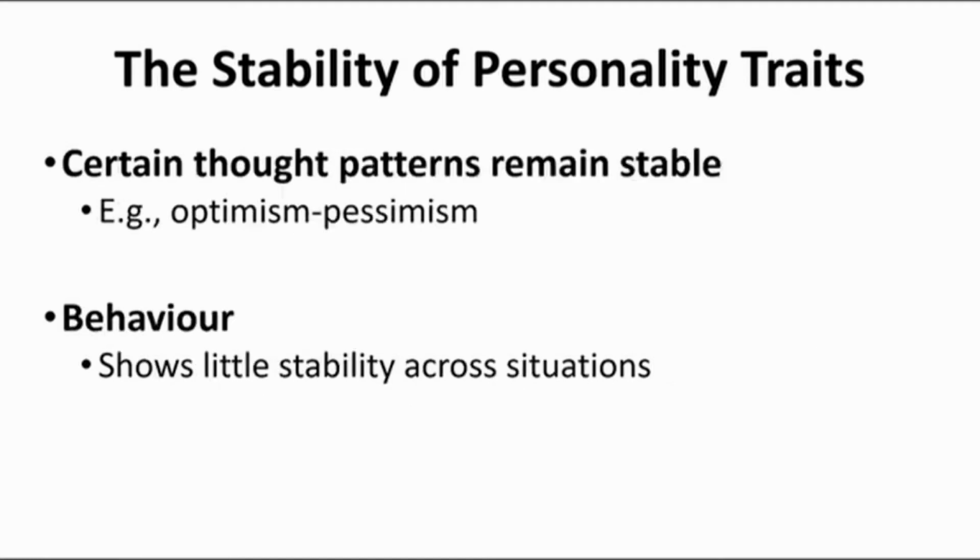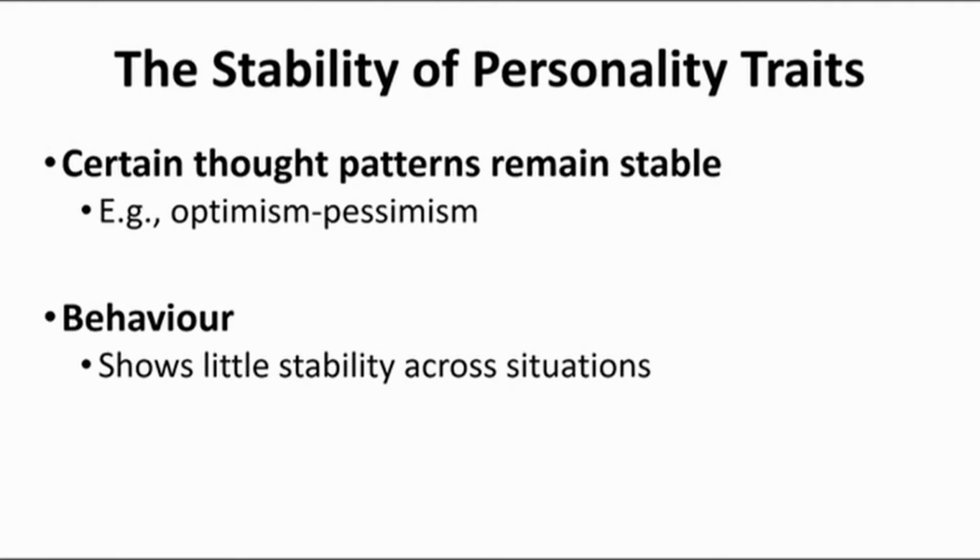We even see a certain amount of stability in thought patterns, at least some thought patterns. So, for example, people who are optimistic tend to stay optimistic over time. Again, there's the caveat that there can be major life events that change that. An optimistic person who faces a lot of hardship can become pessimistic, but for the most part, in the absence of major life-changing events, those thought patterns tend to remain pretty stable.